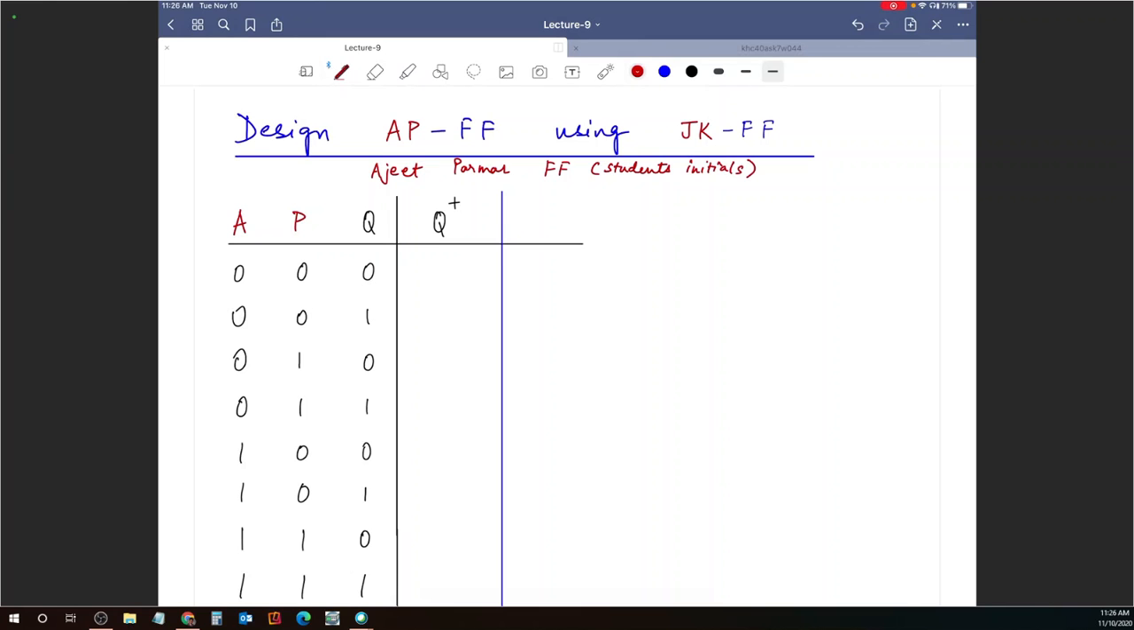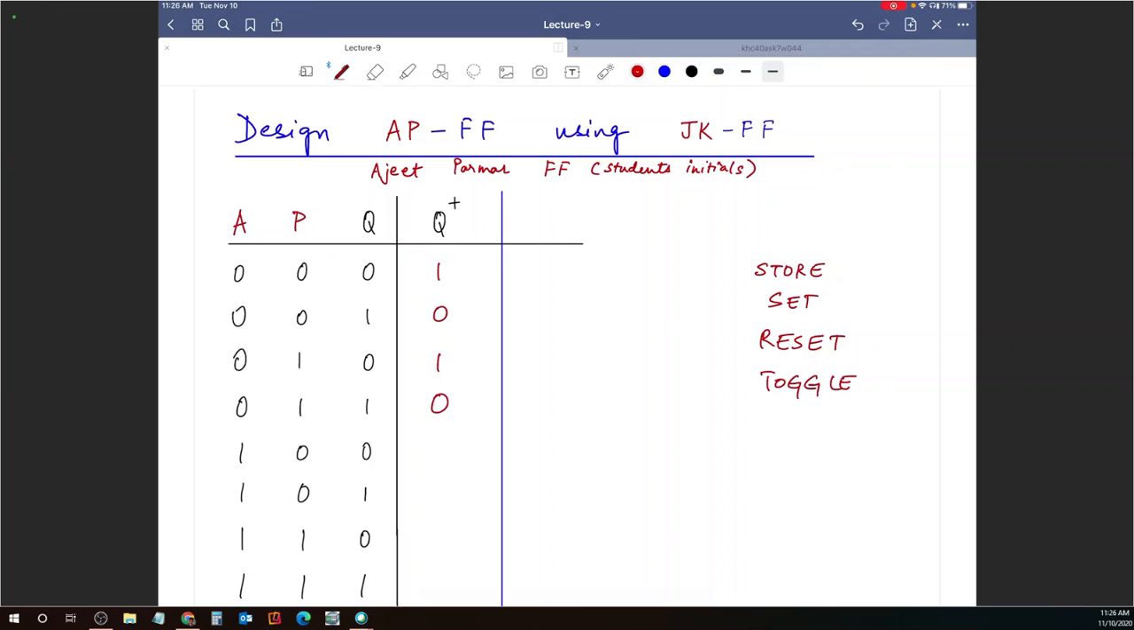All right, so when A and P are 0 0, you have 4 options: store, set, reset, toggle. What would you like to happen? Toggle. All right. So if toggle is for the first one, then Q plus is going to be 1 and 0 here. What's next? 0 and 1. When A is 0, P is 1, what do you guys want to happen?